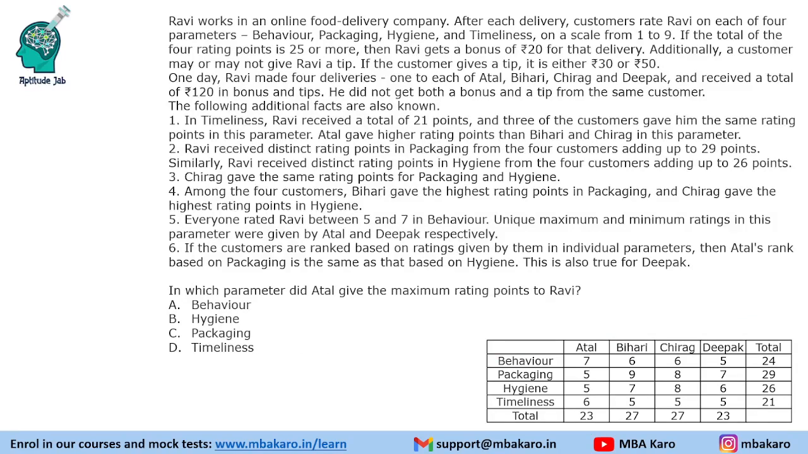In which parameter did Atal give the maximum rating points to Ravi? So Atal is giving the maximum points in behavior. What rating did Deepak give on packaging? So on packaging, Deepak is giving the rating of 7 points. So this was the solution to the set and the answers to the questions.